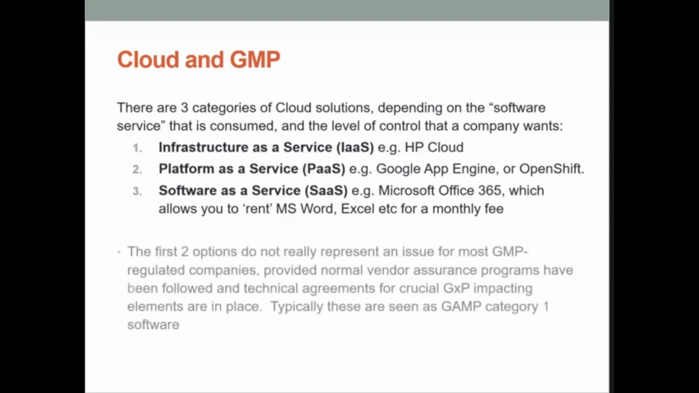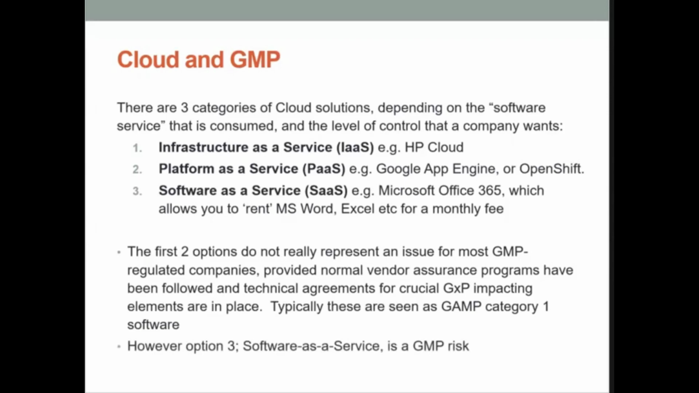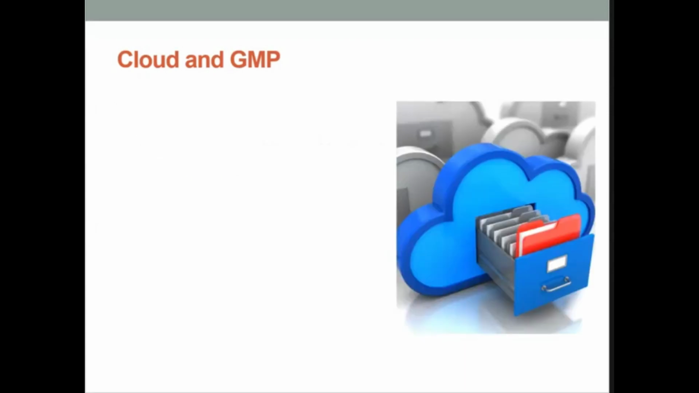The first two options do not really represent an issue for most GMP regulated companies, provided that normal vendor assurance programs have been followed and technical agreements for crucial GXP impacting elements are in place. Typically, these are seen as GAMP Category 1 software. However, option 3, Software as a Service, is a GMP risk.